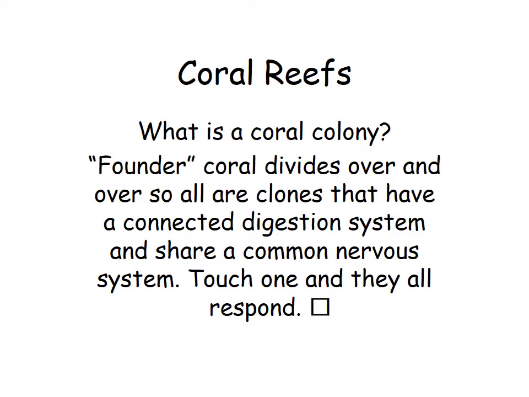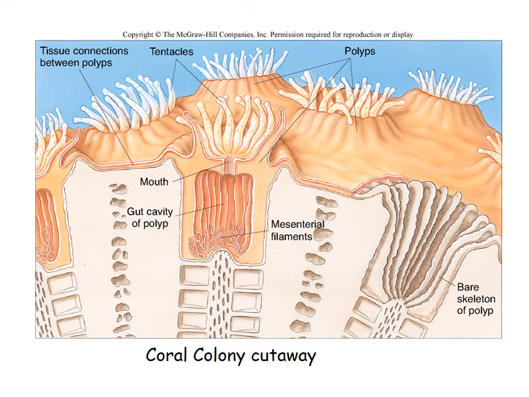Okay? And what's interesting is if they get close enough to each other, their digestive systems can connect, and so can their nervous system. And so if you touch one, and all of them have their tentacles trying to pull plankton out of the water, if you touch one, it freaks them out, and the entire colony pulls their tentacles back in. It's really very interesting. So you can see here it's called a coral colony cutaway, and you can see that all of them are attached together.